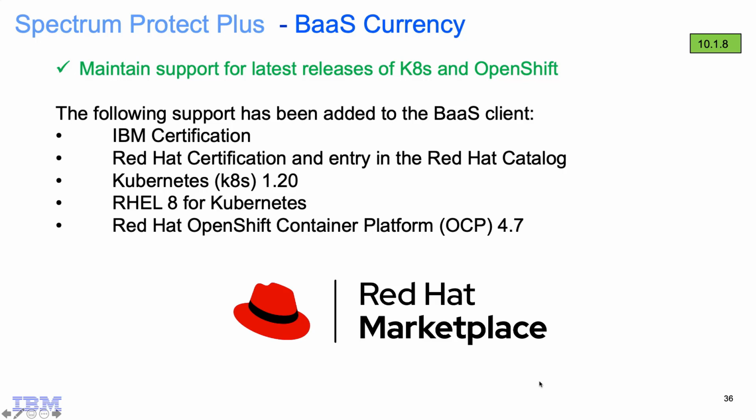Continuing with currency for our backup as a service client for Kubernetes and OpenShift, we added additional IBM certification, and we also added Red Hat certification and entry into the Red Hat catalog. We now support Kubernetes version 1.20, Red Hat Enterprise Linux 8 for Kubernetes, and also OpenShift version 4.7. We used to only support 4.5 and 4.6. So we continue to add versions as Red Hat releases additional software there.